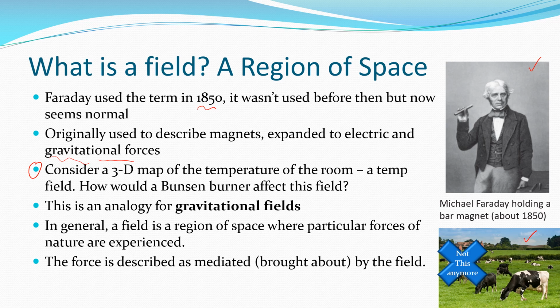And that's a good analogy for gravity. So the field is the region of space where these forces are experienced. The Bunsen burner in our analogy would be like a huge mass, like a planet or a star, that changes that field in that region. And we say in that last point there, the force is described as mediated or brought about by the field. It's kind of a funny concept really, but we have that field with those properties of gravity and we can map how it changes throughout that area.